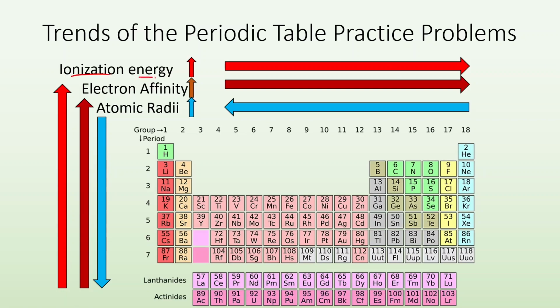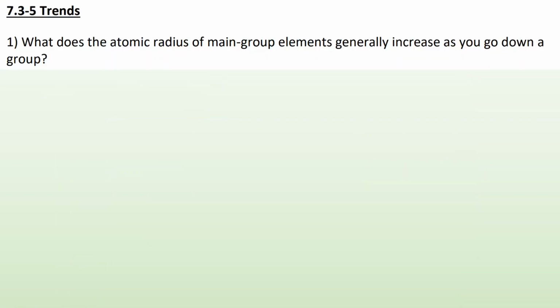We got ionization energy, which increases going to the right across a period, as well as towards the top of any group. Electron affinity does the same kind of pattern, becomes more negative as we go left to right or towards the top. And atomic radii does kind of the exact opposite. It is greatest to the left and towards the bottom. All right, so let's see how we can apply that knowledge to some of these questions.